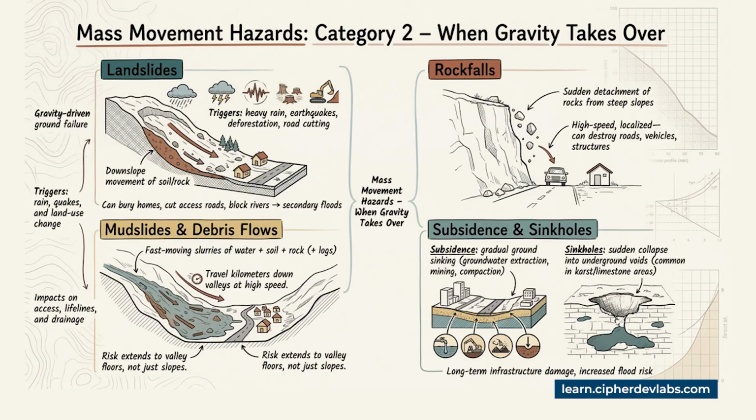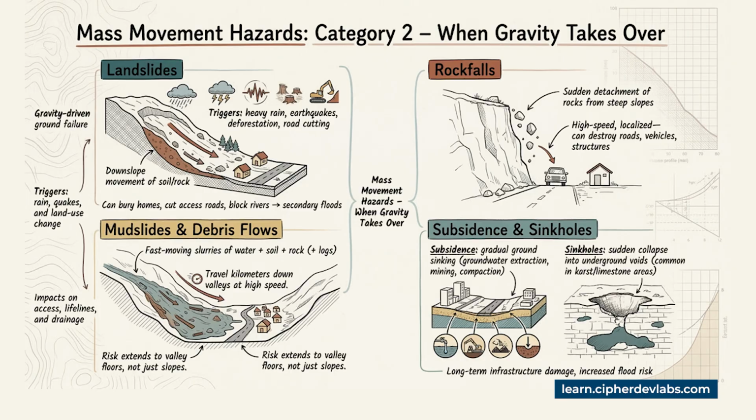Then there are the slower, often less visible hazards, subsidence and sinkholes. Subsidence is the gradual sinking of the ground. It can be caused by groundwater extraction, mining, natural compaction of sediments, or the collapse of underground cavities. It rarely makes headlines in the way earthquakes do, but it can cause long-term damage to buildings, roads, and buried infrastructure, and it worsens flood risk by lowering the land relative to sea level or river level.